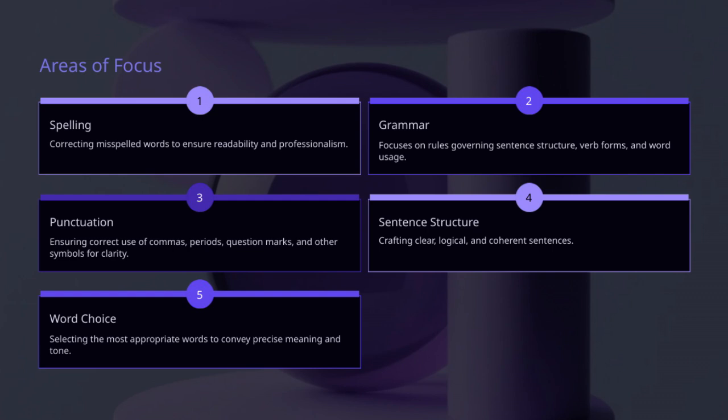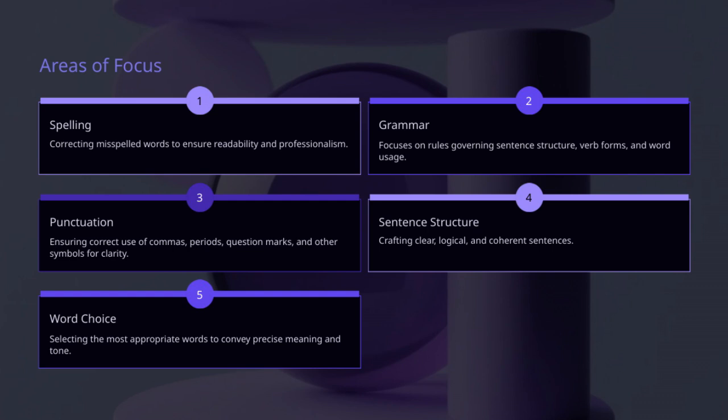Next is grammar. This focuses on selecting the most appropriate words and ensuring they fit together correctly. Proper grammar helps us communicate our ideas precisely and professionally. Then there's word choice. Choosing the right words is crucial because it conveys our intended meaning and tone. Picking the most suitable words makes our writing more impactful and accurate.